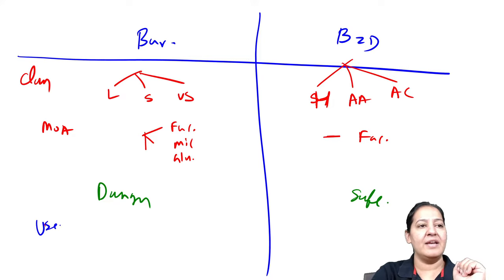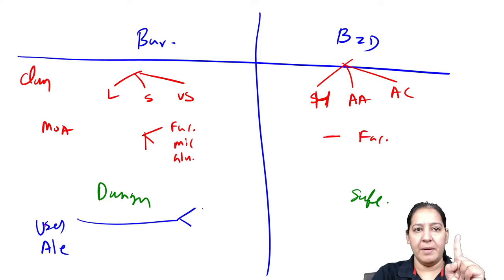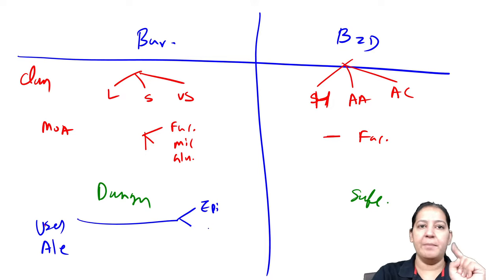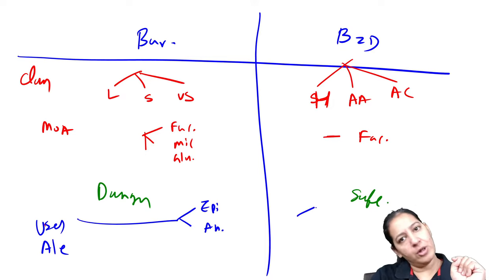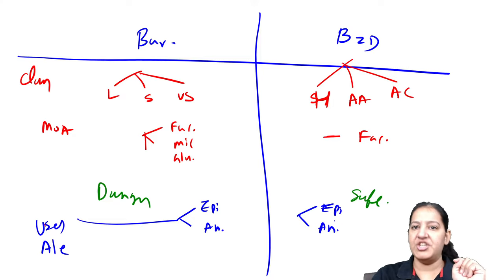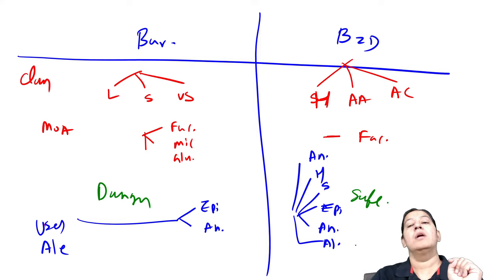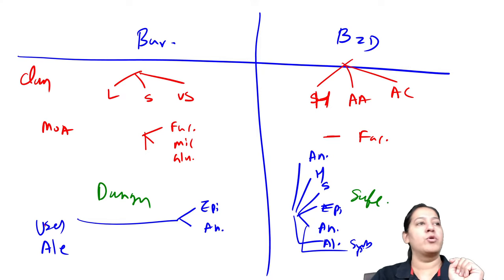Who will tell me the uses? Uses here and here, adverse effects here and there. Here there are only two uses: number 1, epilepsy, and number 2, anesthesia. Here also, we have use in epilepsy, use in anesthesia, but before that, it is used as a sedative, as a hypnotic, and for anxiety. Give me a thumbs up. Apart from that, it is used in alcohol substitution therapy and in psychomotor disorder.